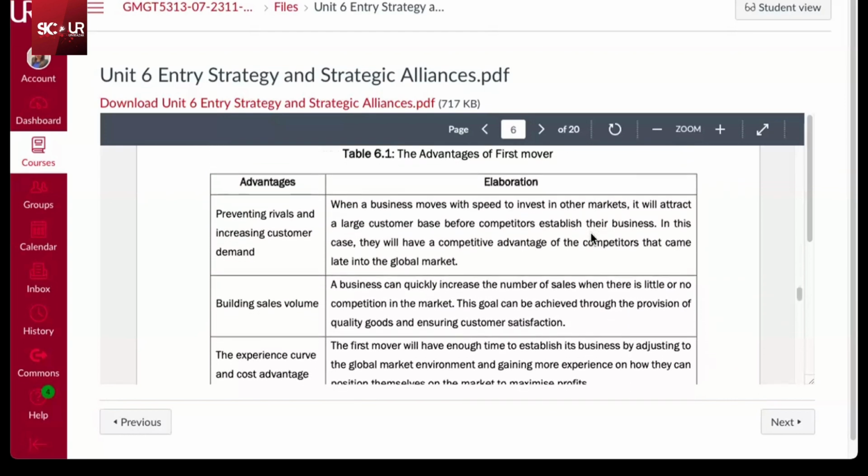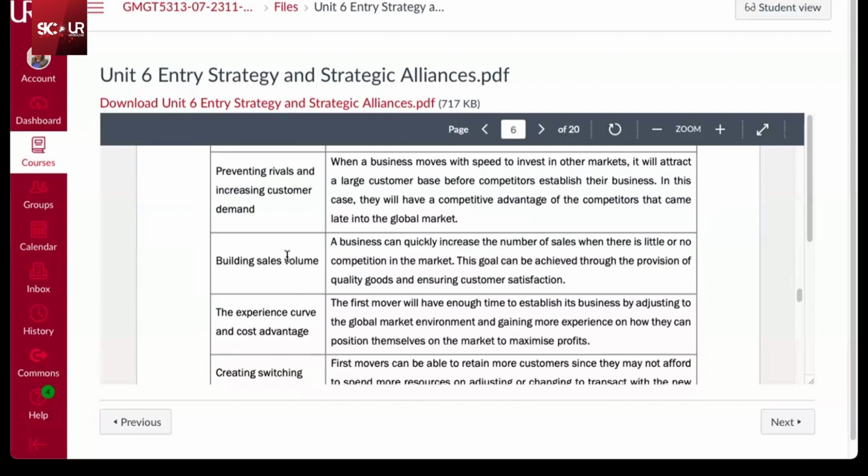So there are several advantages for the first mover. Okay, the first one is to prevent rivals and increase customer demand. So when a business moves with speed to invest in another market, it will attract a large customer base before competitors establish their business. Okay, so in this case, they will have a competitive advantage over the competitors that came into the global market. For competitive advantage here, you are going to learn in Coursera later. Okay, there is a video that explains about competitive advantage and so on.